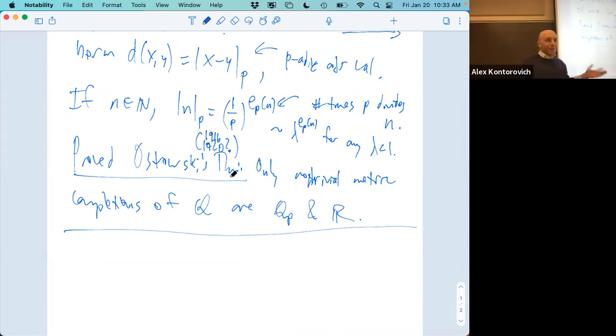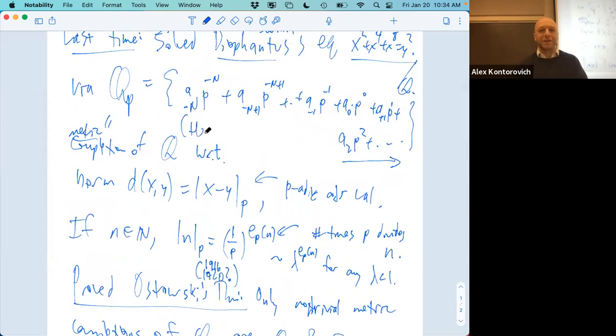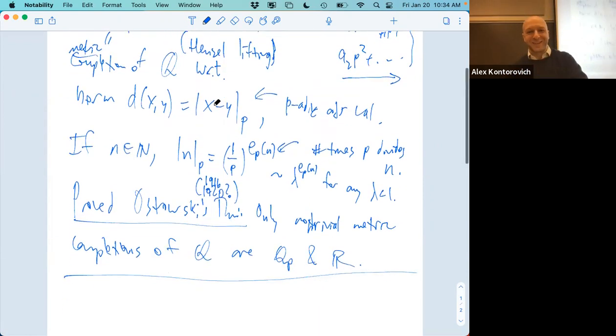So these things were around. People were thinking about them. Hensel's lemma is late 1800s, right? Yeah, I should mention the way that we solved this thing was through Hensel lifting, which is not how Diophantus solved things.